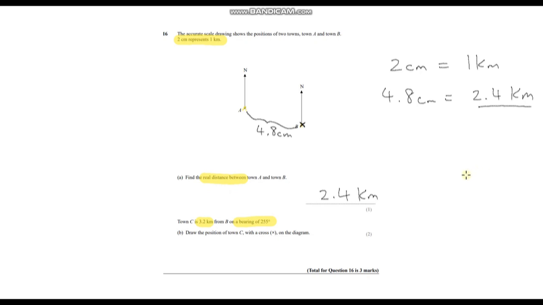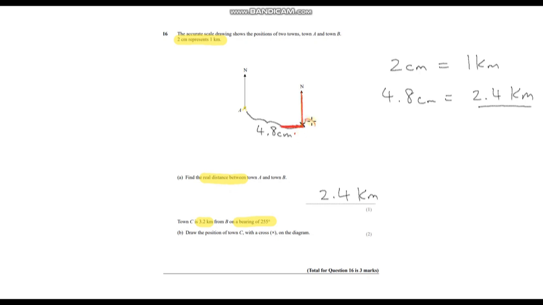So the first thing I'm going to do is measure a bearing of 255 degrees from town B. So town B is here. Now we always measure from north. So I'm going to measure 255 degrees from this point here. Let's do that in red, just to make it clear. We're going to start here and go all the way around until we get to 255 degrees. Now I know that this is 270 degrees, so it's going to be somewhere approximately here.